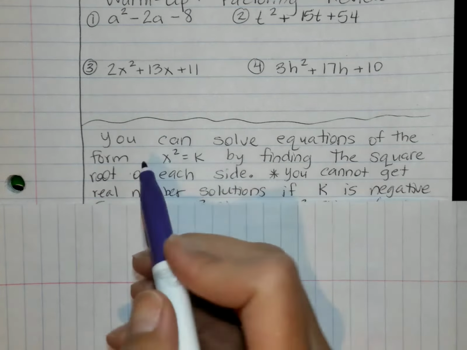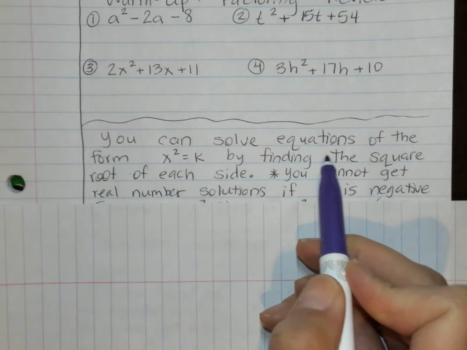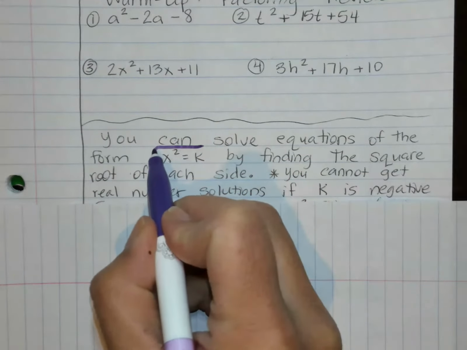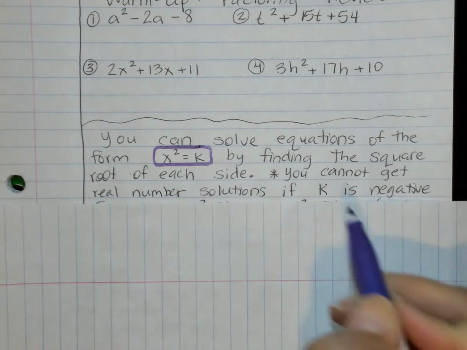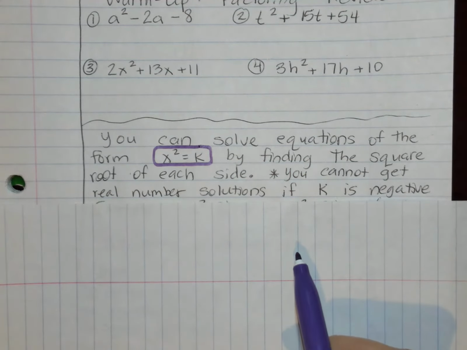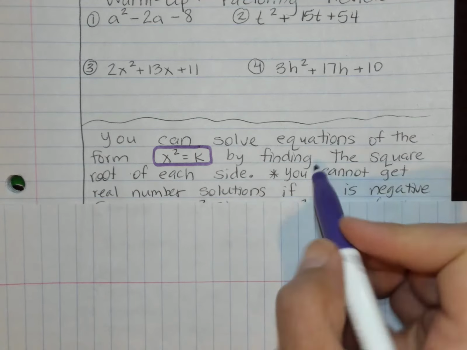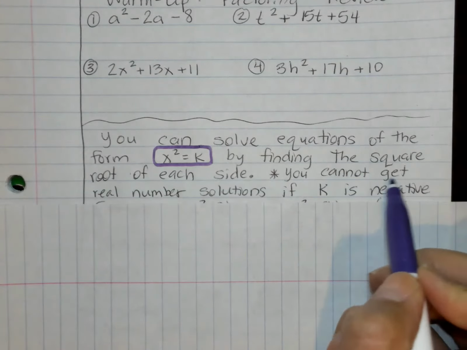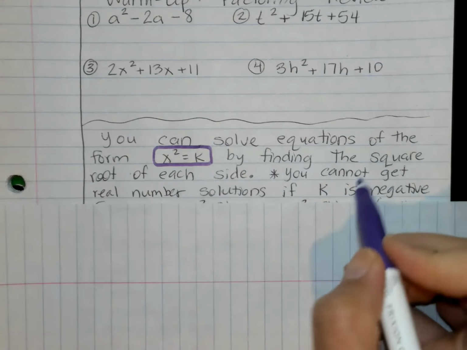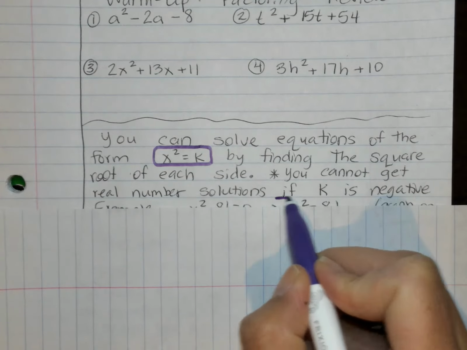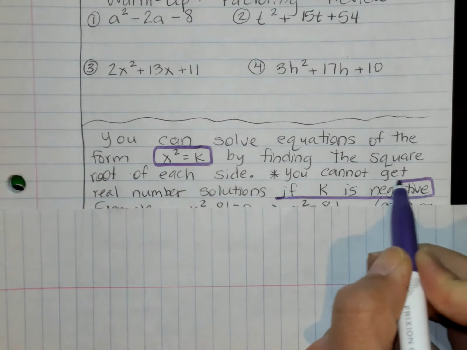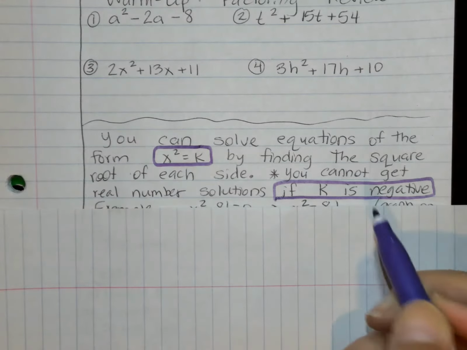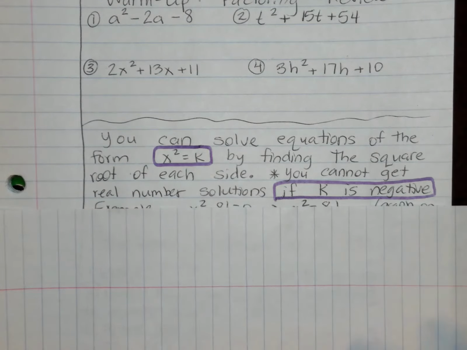What it says is you can solve equations of the form x squared equals k by finding the square root of each side. And this is really important, this next part. You cannot get real number solutions if k is negative. So if k is negative, you say no solution.